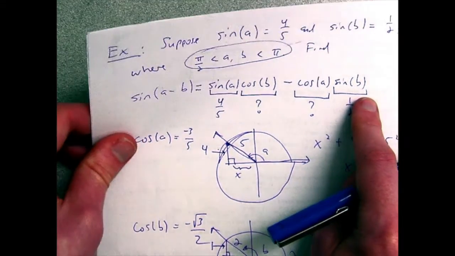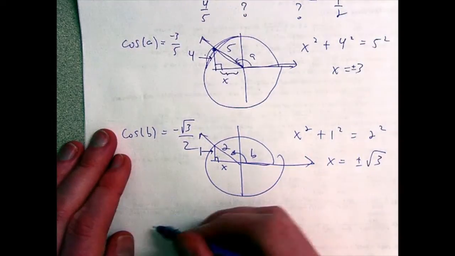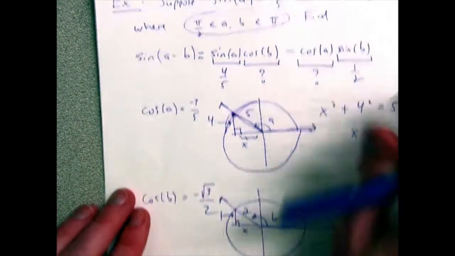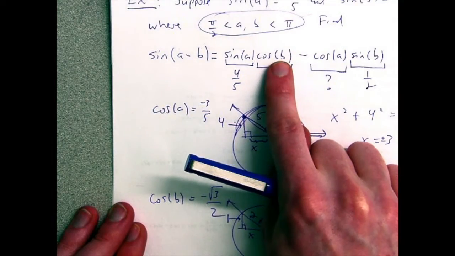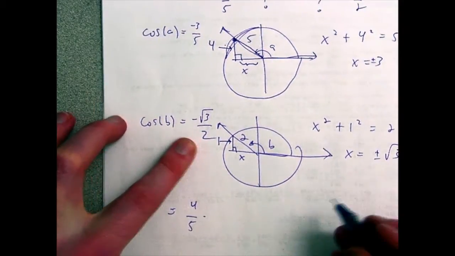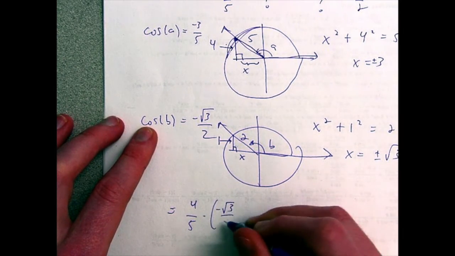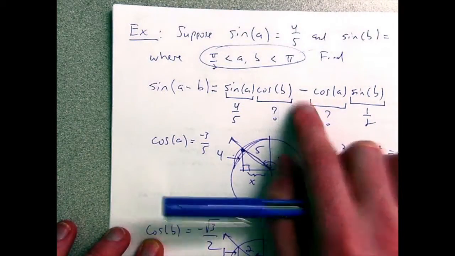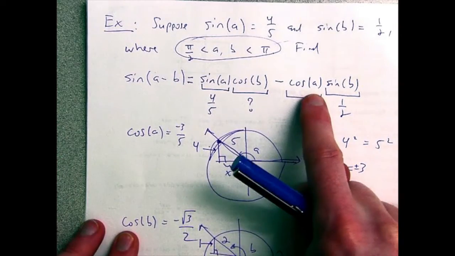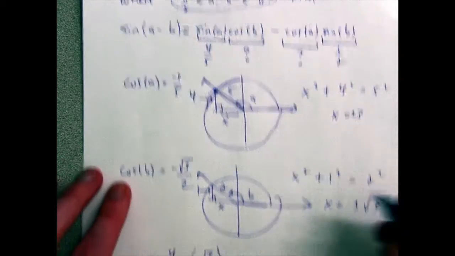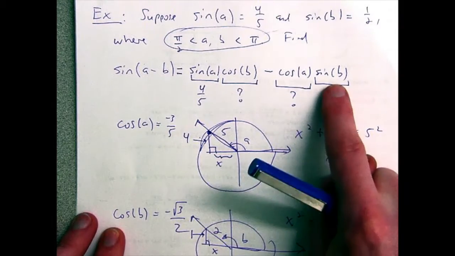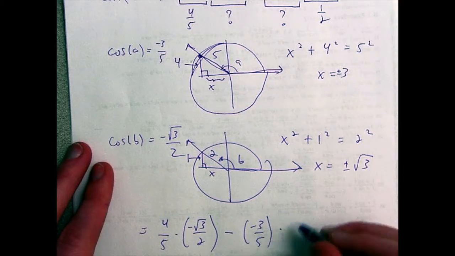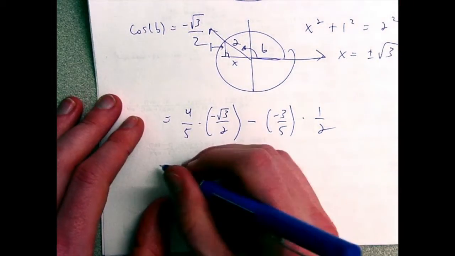So let's do that. So I have sine of A, which is 4/5. So 4/5 times cosine B, which we just established as negative root 3 over 2. So negative root 3 over 2 minus cosine A, which we said was negative 3/5. Negative 3/5. And then times sine B, which we know is 1/2. Okay, so whatever this thing is, that's the answer. We just have to simplify.